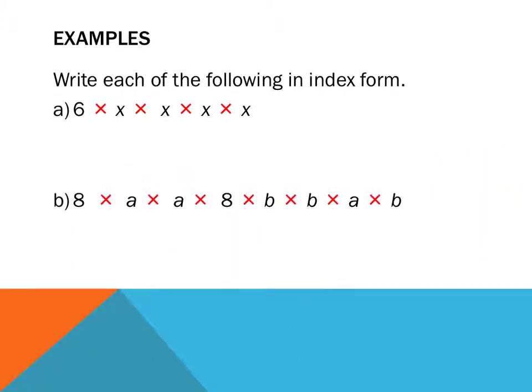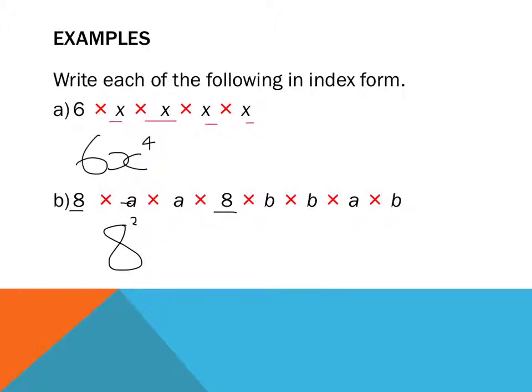Okay, write each of the following in index form. 6 times x, x, x, x. Okay, how many x's have I got? 1, 2, 3, 4. So 6x to the power of 4. This next one here, it's important to deal with the numbers separately to the pronumerals. In the first one, I only have 6. In this one, I can see I have 8 and 8, so it's 8 to the power of 2.